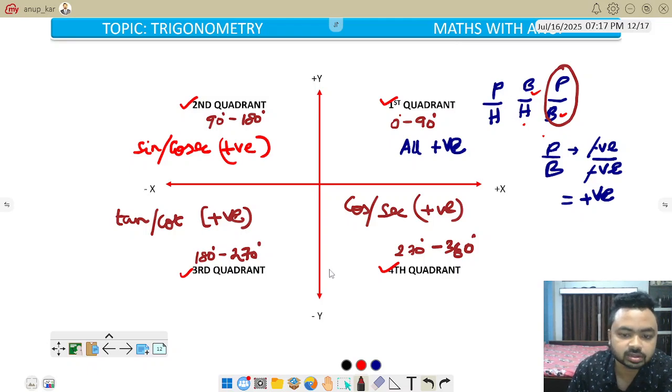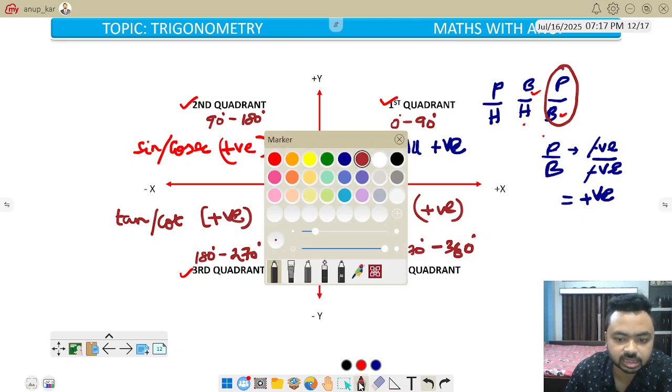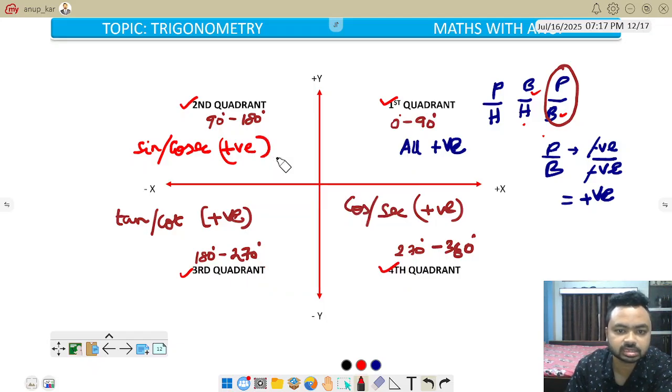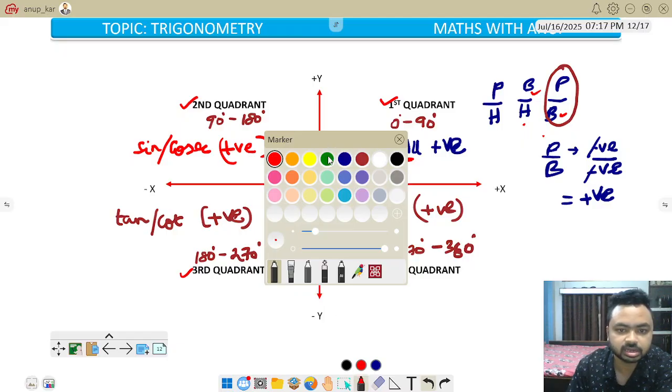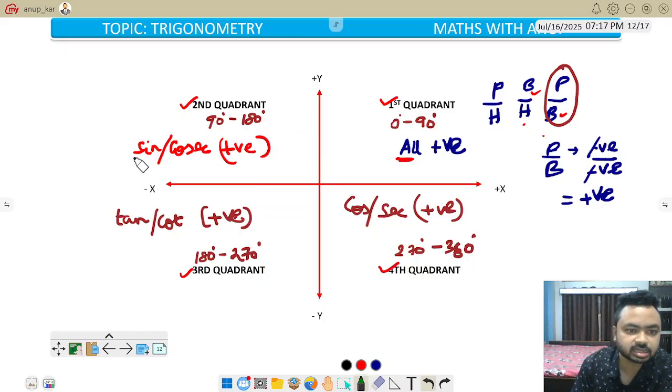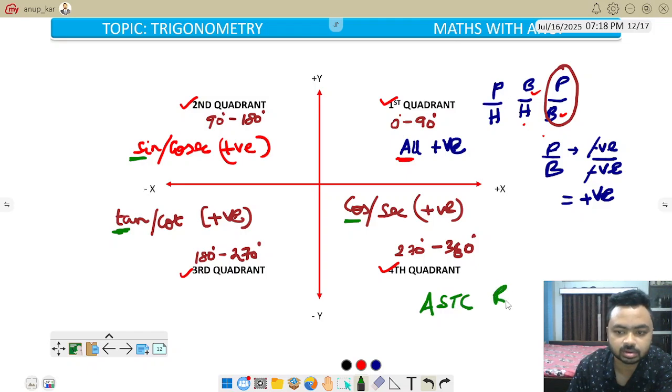So this rule we call ASTC. Why? See, here it is A, here it is S, here it is T, and here it is C. So this rule is known as the quadrant rule or ASTC rule.